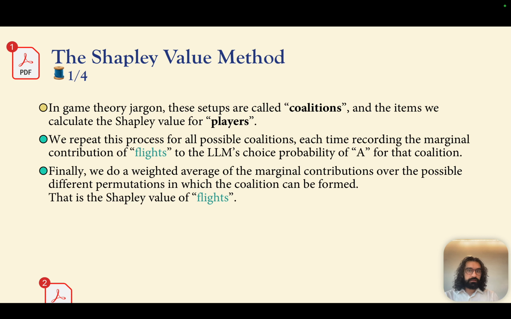And so we get a total marginal contribution, and we do a weighted average of the marginal contributions over the possible different permutations in which the coalition can be formed. That gives us the Shapley value of the word flights. We can obviously do that for all of the tokens in the prompt, and we end up with a vector of Shapley values for all of the prompt tokens.